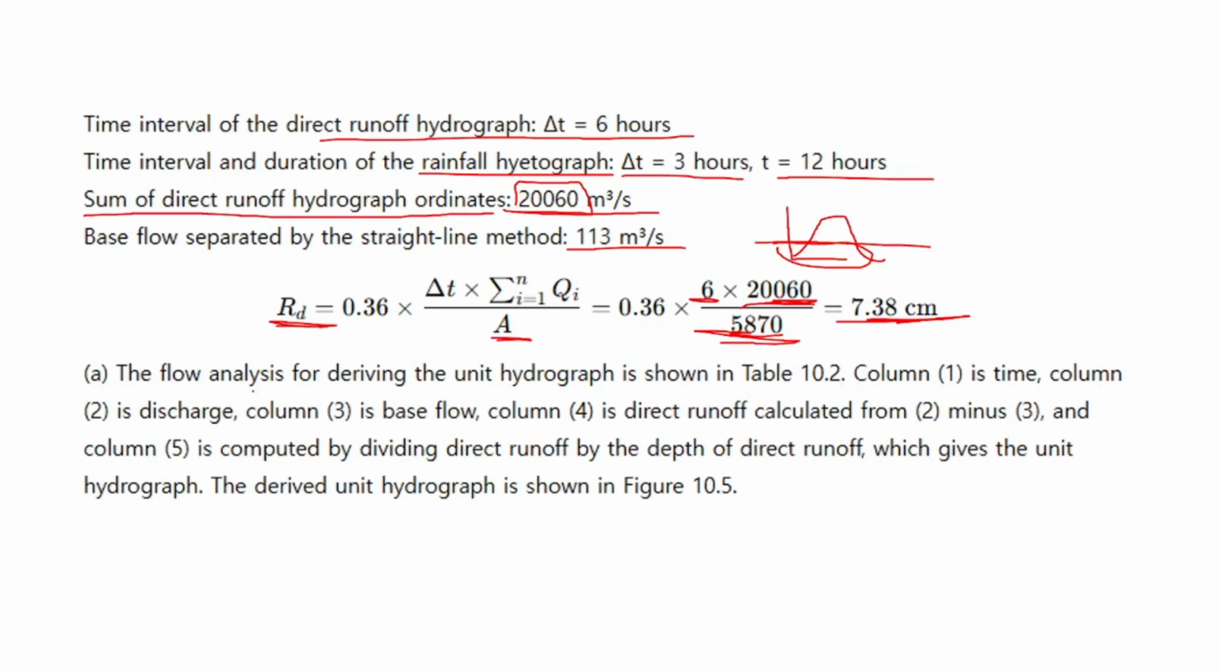Column 1 is time, column 2 is discharge, column 3 is base flow, column 4 is direct runoff, calculated from 2 minus 3, and column 5 is computed by dividing direct runoff by the depth of the direct runoff, which gives the unit hydrograph. So we have the entire direct runoff, and then we divide that by the depth of direct runoff, and that's how we get the unit hydrograph. The derived unit hydrograph is shown in figure 10.5.